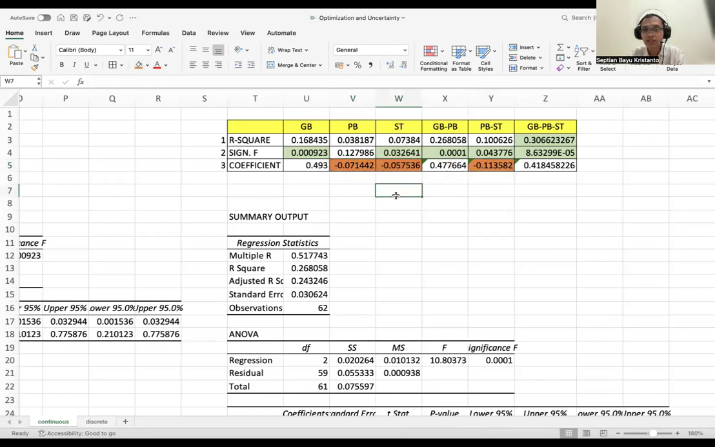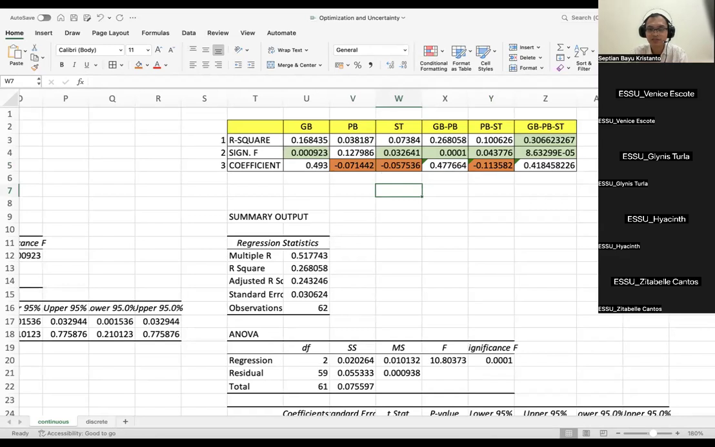Do you know how we exclude, or why we exclude, this information for these three conditions? Do you know what the reasons are? Venice, Glynis, Yasin, or Citabel? Why do we need to exclude this information?